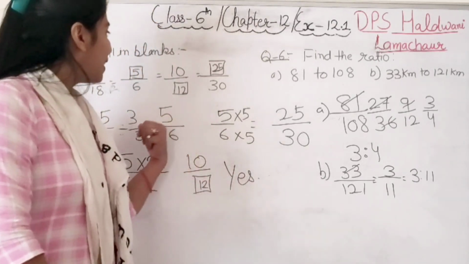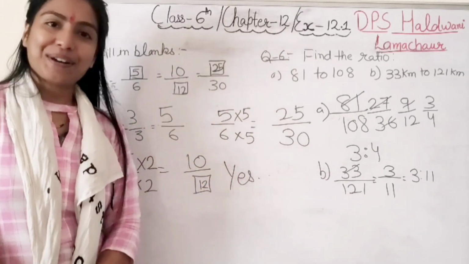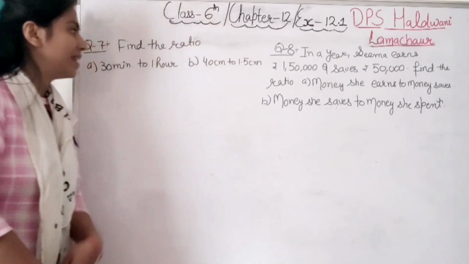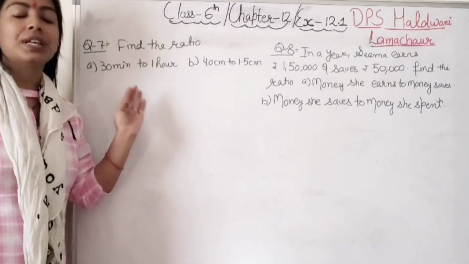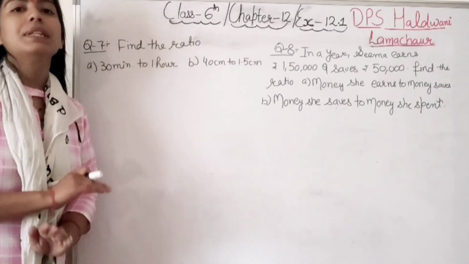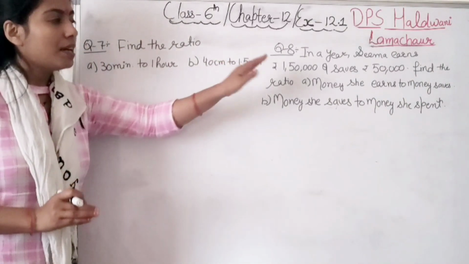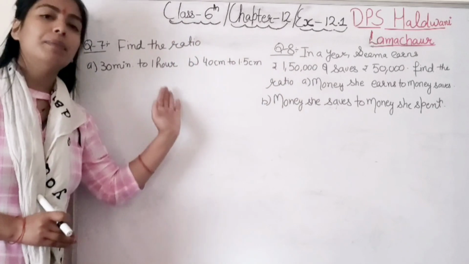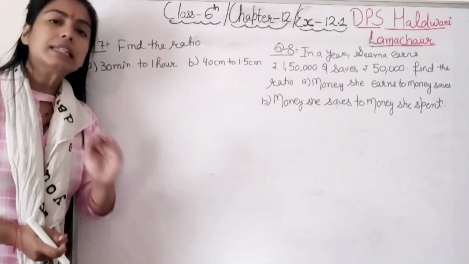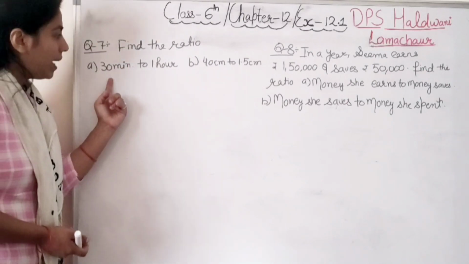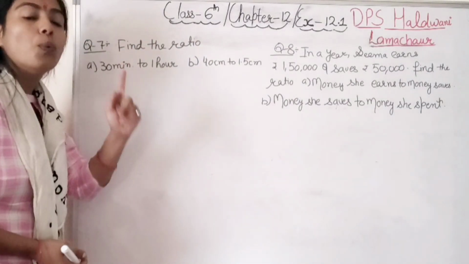So this was about our question number 5 and 6. Now student, coming to our question number 7. Again the same type of question. Every time the same type of question will come, but the mode of question will change. Sometimes in word problem form, sometimes in this form, but the basic of the question is the same. So let's start. Find the ratio of 30 minutes to 1 hour.